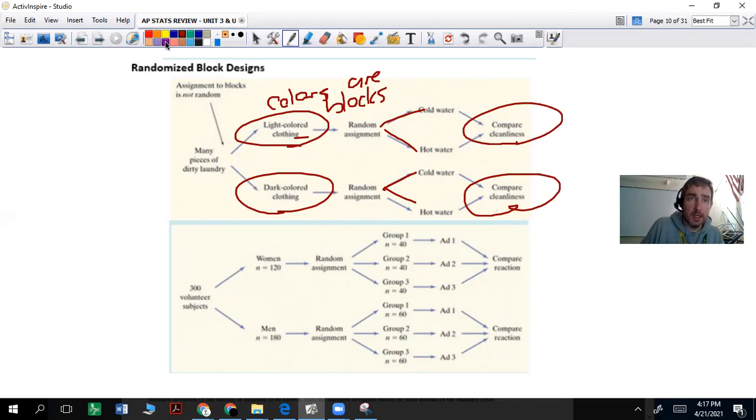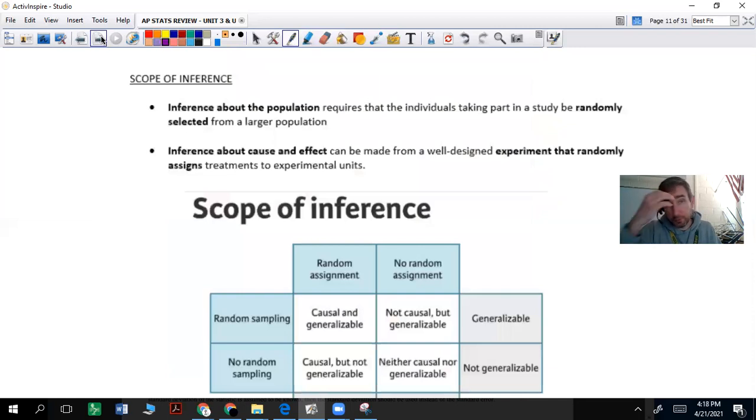Or it could be something like 300 volunteer subjects. We have women and men. Women and men tend to form good blocks because they might have different reactions to whatever treatment is being imposed. So you have random assignments, in this case, advertisements, and they want to compare the reaction to the advertisement. So there could legitimately be different reactions between the women and men. So they want to get those separated, compare the results, and then at the end, we can see what happens. So those are block designs. Blocks are important when there's variability between the subjects.